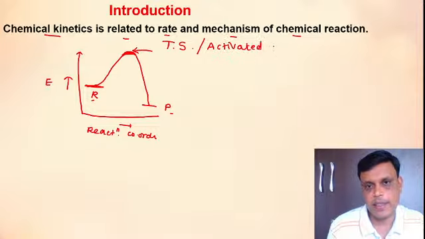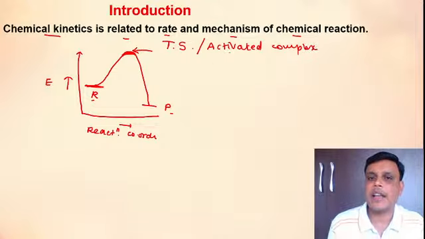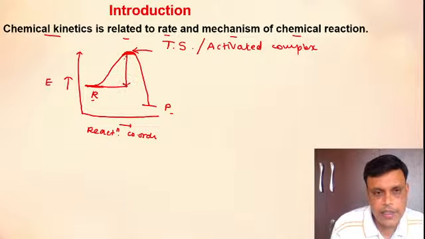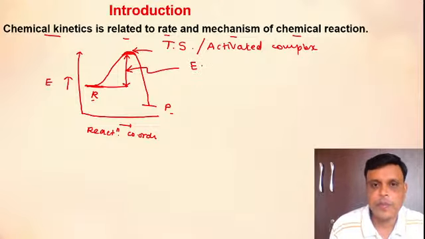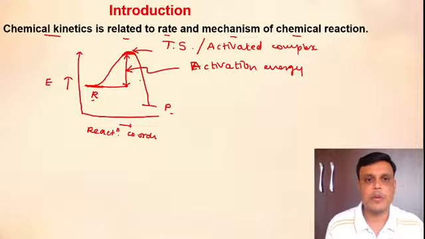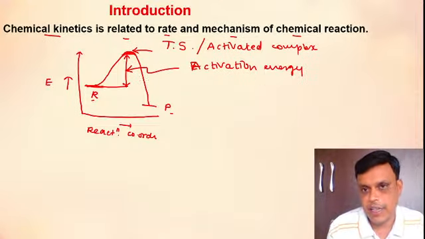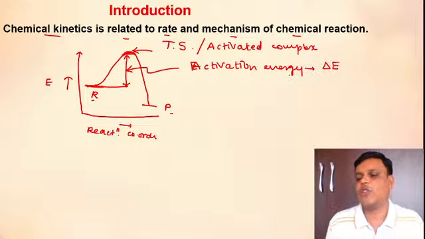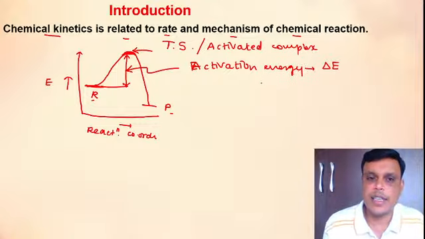This peak is called the transition state, TS, or activated complex. The energy difference between the reactant and the TS is called the activation energy. This activation energy is denoted by delta E, and it is also called the energy of activation.